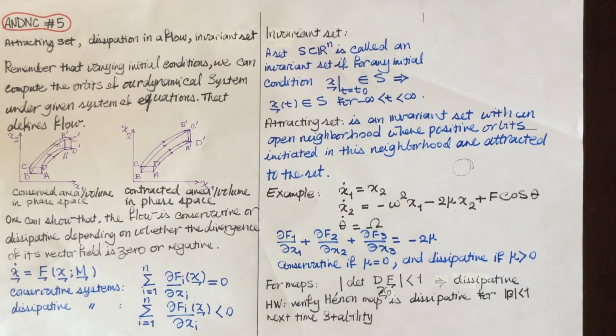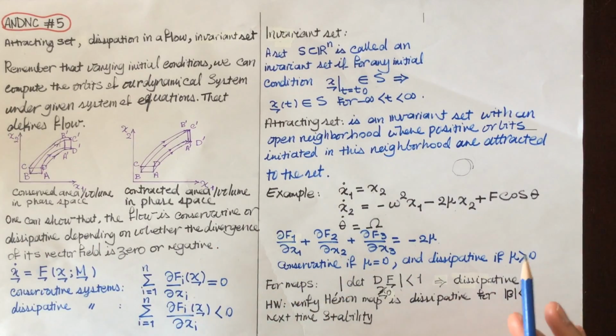For maps, we could have the same equation. The only difference is this time we're going to compute the determinant of this matrix. And once we have computed the determinant of this matrix, we are going to investigate under what condition the norm of this determinant would be less than 1. And that condition implies the system is dissipative. As homework, you can work on the Hénon map and show that under this condition, it would be dissipative. Next time, I'm going to talk about stability.